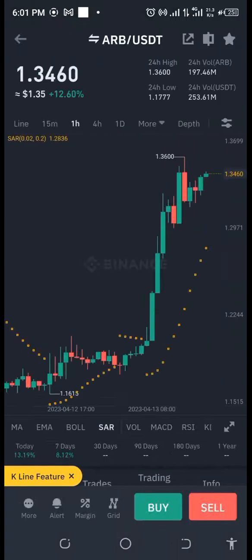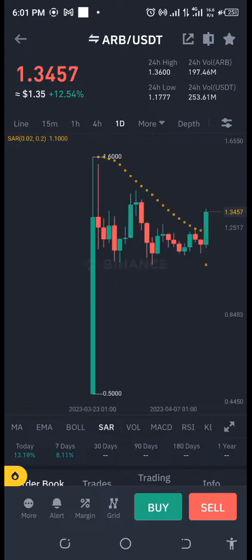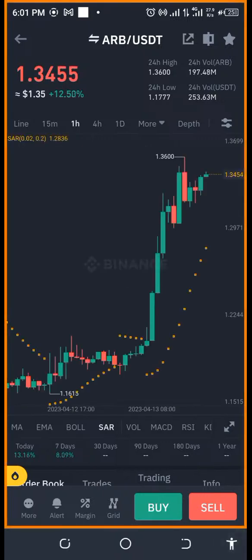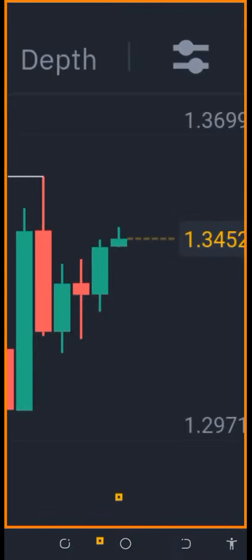ARB was listed a couple of days ago and it's still in the new listing segment. Let me go to the 1-day chart. You can see how it pumped so high when it was listed. It was really a good one. Anyways, let's see how it is for today. Let's look at the 1-hour chart. I'm seeing that it's been pumping. It was going up and down for a while. The previous candle was a red candle, and now it's already going up in this green candle. Well, let's see how it is.